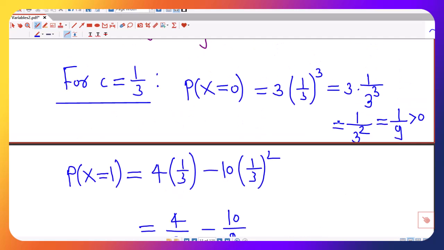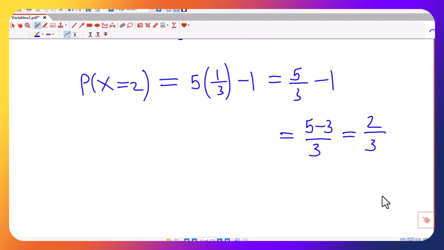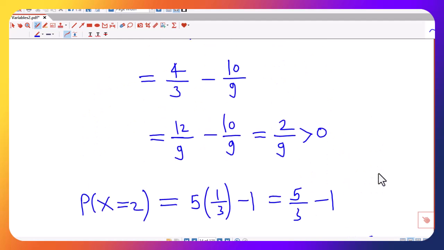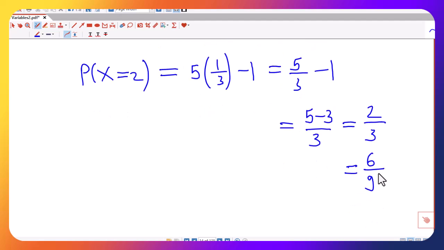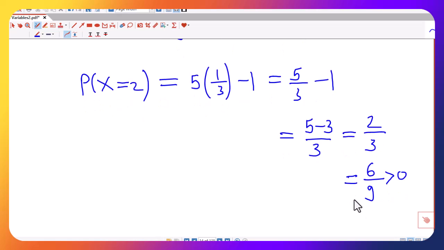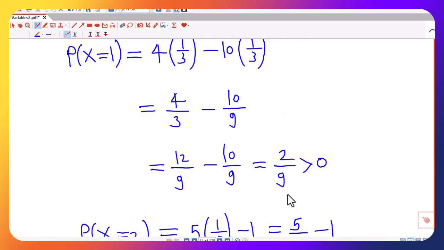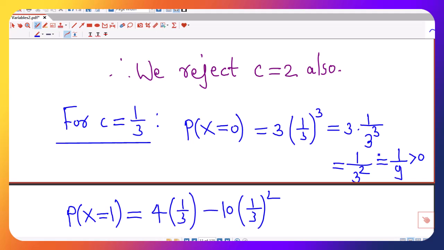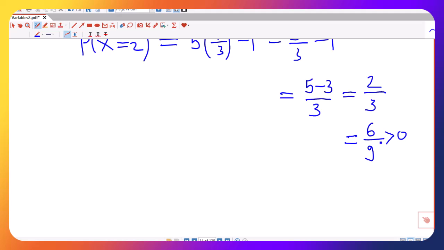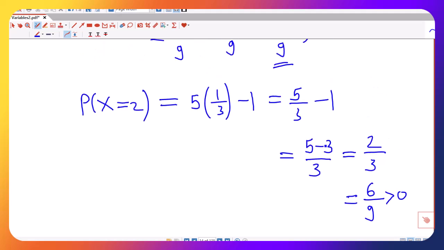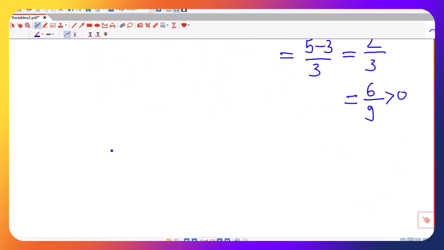So at x equal to 0 it is 1 by 9, at x equal to 1 it is 2 by 9, and if we write the denominator as 9, then here I will have 6 by 9, and I can see all the probabilities are non-negative. If I take the sum of all these probabilities, this is 6 by 9 plus 2 by 9, that is 8 by 9, plus 1 by 9, that is 9 by 9, which is 1. So the sum of all the probabilities is 1, and all the probabilities are non-negative.